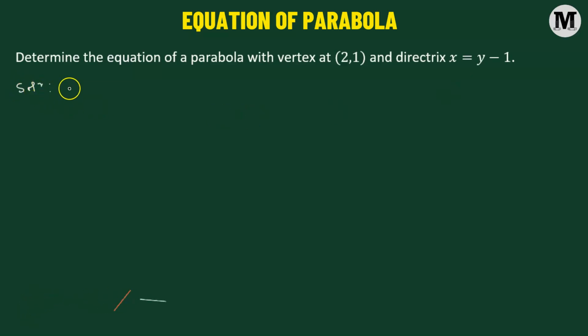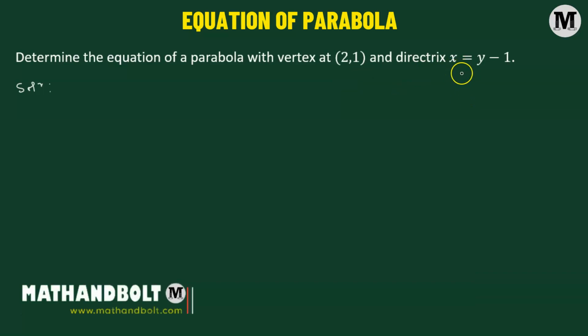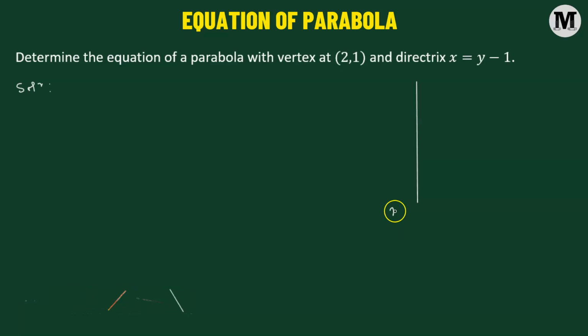We begin by considering the straight line which is going to represent the directrix. Now, this line has the equation x equals y minus 1. Let's rewrite it as x minus y plus 1 equals 0. Next, we'll consider another line which is perpendicular to this directrix line.